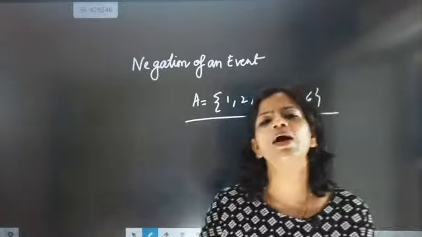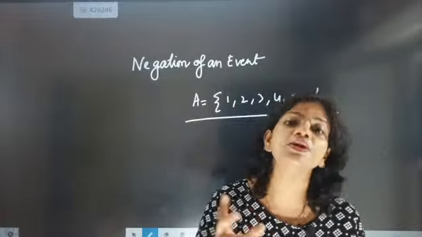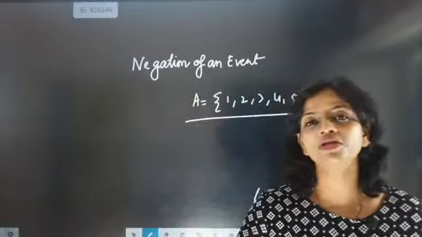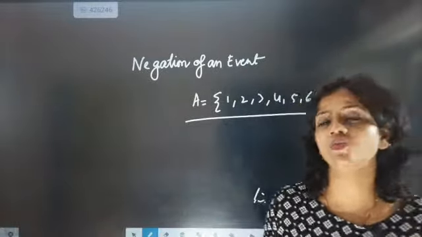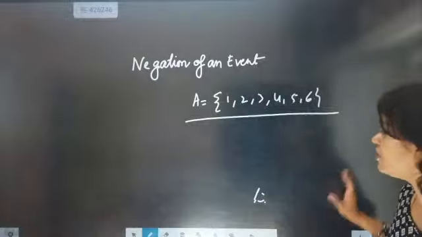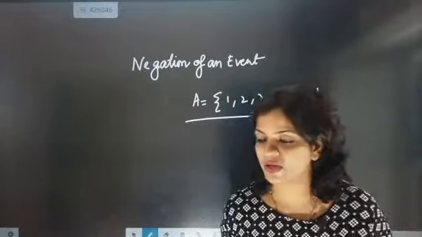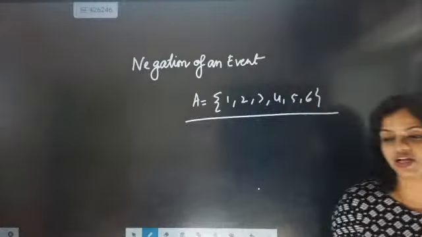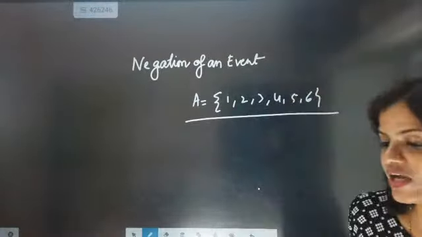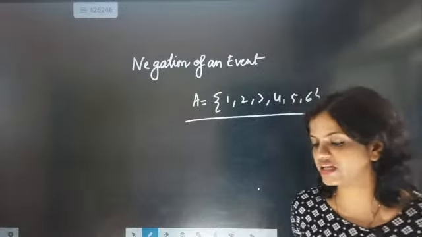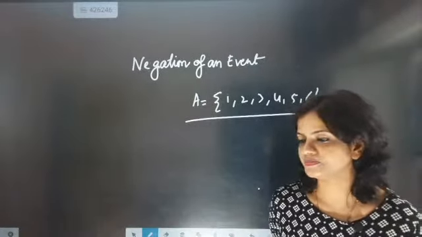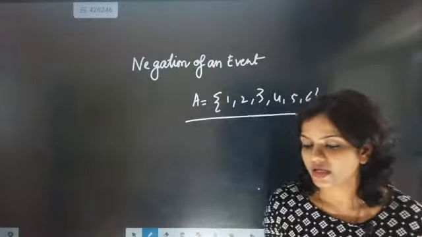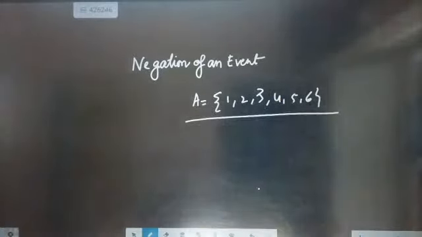What is the possibility? I am not adding probability here. What can be the event of getting a prime number? Tell me quickly, the event of getting a prime number. Prime numbers only, select those.